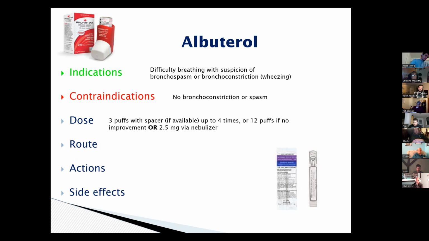Now, dose, you will get confused on this because Vermont also allows you to assist with a metered dose inhaler, but has a different dose. So we're going to talk about National Registry. National Registry says one dose is 3 puffs with a spacer if available. If not, that's fine. 3 puffs of the inhaler. And you can do that up to 4 times. So a total of 12 puffs. Vermont says 2 to 4 puffs while symptoms persist, or a nebulizer treatment. But for National Registry, 3 puffs 4 times. The route is inhalation.